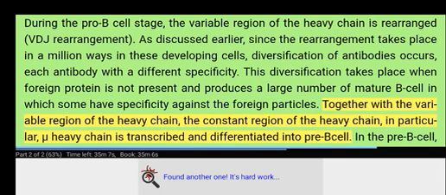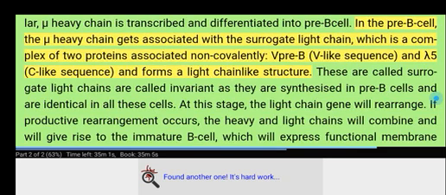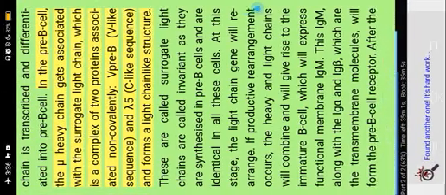Together with the variable region of the heavy chain, the constant region of the heavy chain, in particular the mu heavy chain, is transcribed and differentiated into pre-B cell. In the pre-B cell, the mu heavy chain gets associated with the surrogate light chain, which is a complex of 2 proteins associated non-covalently, VpreB-like sequence and lambda 5 C-like sequence, and forms a light chain-like structure.